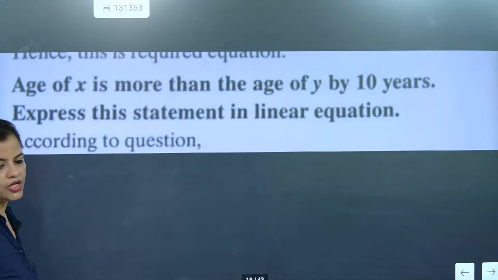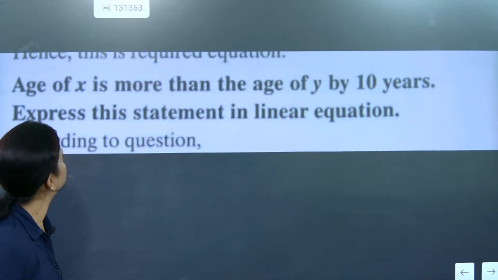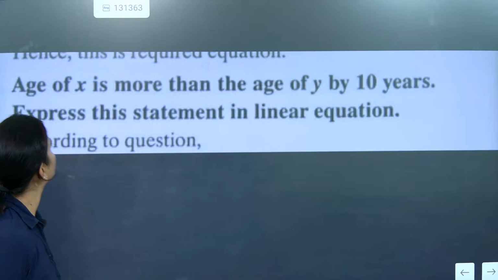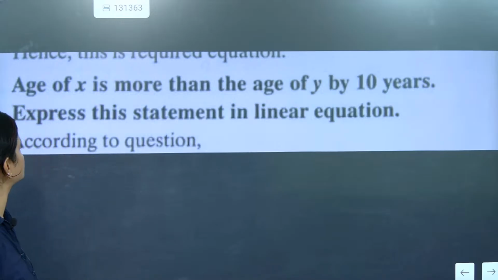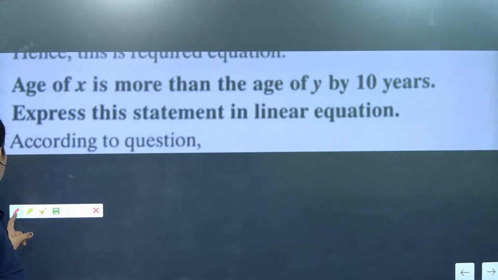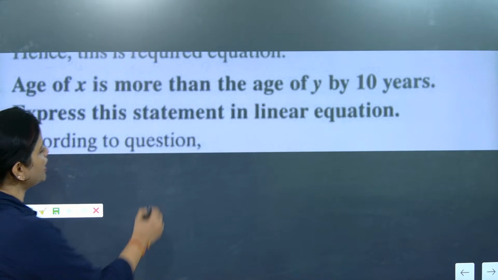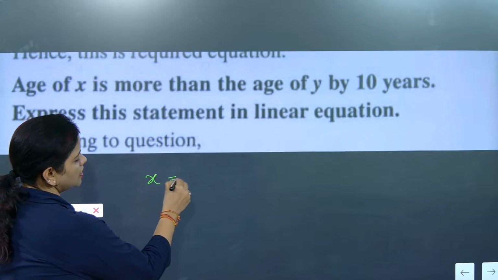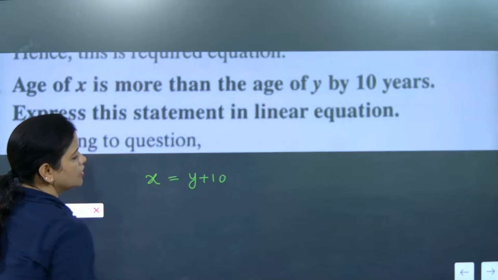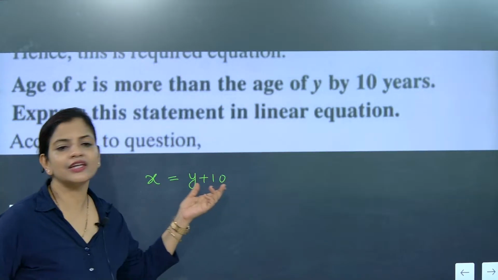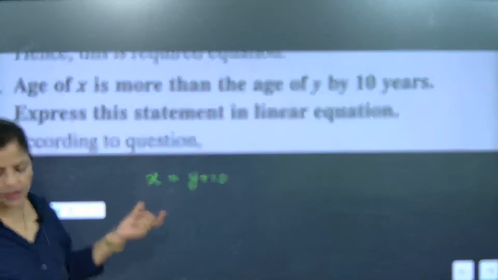Your answers are not coming. A is 1, B is 1, and C is 10. Okay, let's check this one out. The age of x is more than the age of y by 10 years. So in y, if we add 10 years, then it will become the age of x.